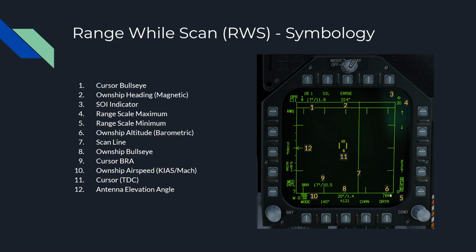Any questions? No? Okay, all right. So number 6, your own ship barometric altitude. 7 is the scan line. So this is physically where the radar beam currently is across its scan.